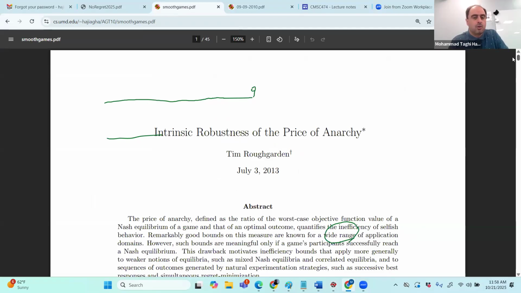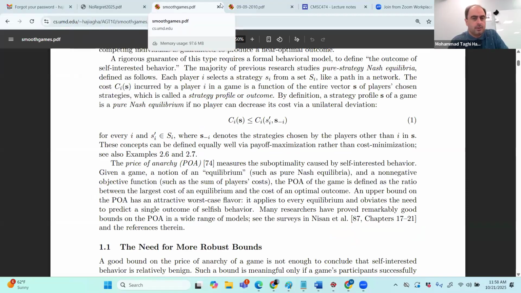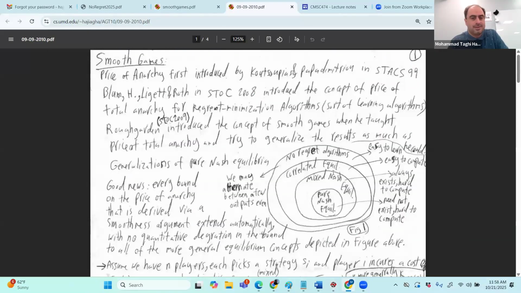It's called Intrinsic Robustness of Price of Anarchy, and it talks about all of this, Price of Total Anarchy, etc. But you can also go through this paper they mentioned. This is the one where we introduced it, and there are some nice examples here, and we will motivate why this is a nice thing, and we talked about this particular no regret algorithm and how we can do it.